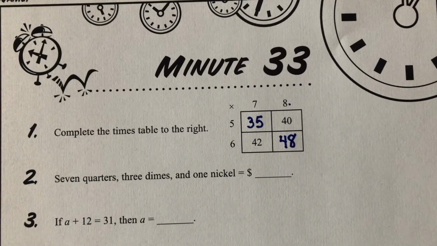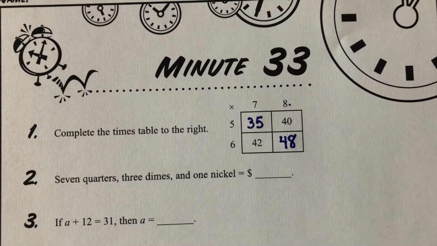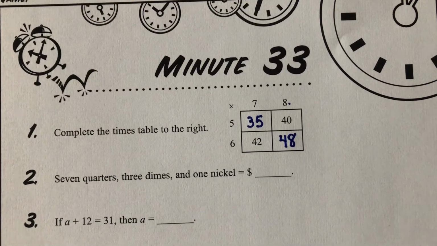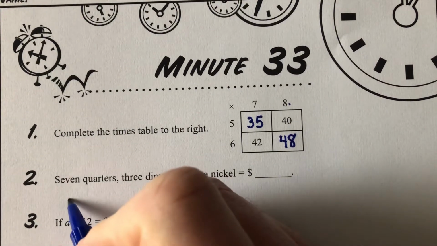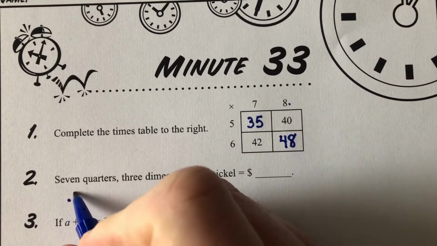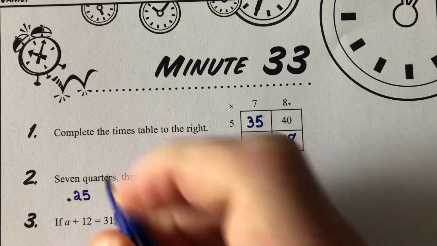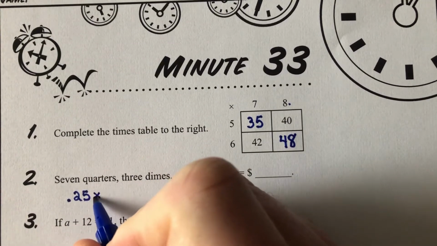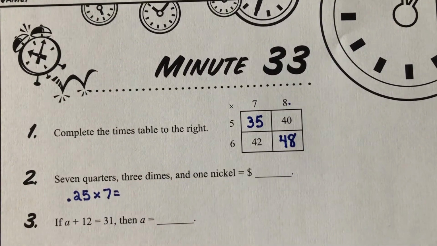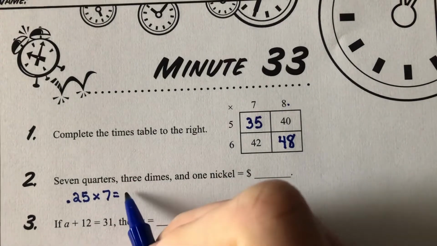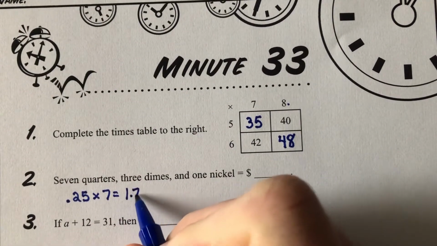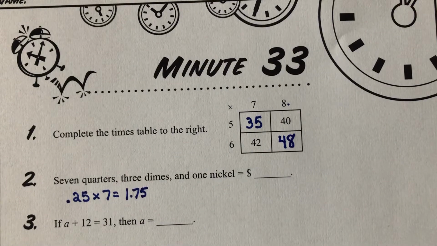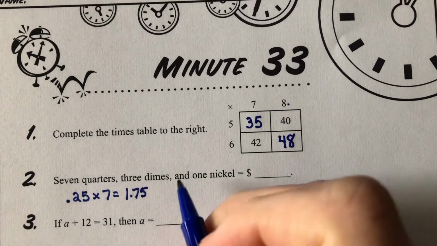Number 2 says 7 quarters, 3 dimes, and 1 nickel would equal what? Well, quarters are worth 25 cents. And if I had 7 of those, I'd multiply that by 7. And when I do that, I'm going to get $1.75.